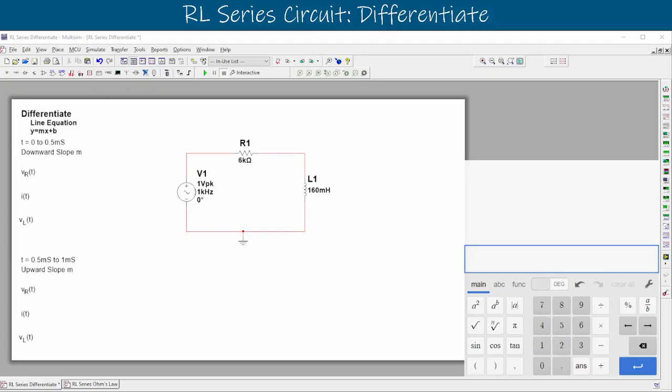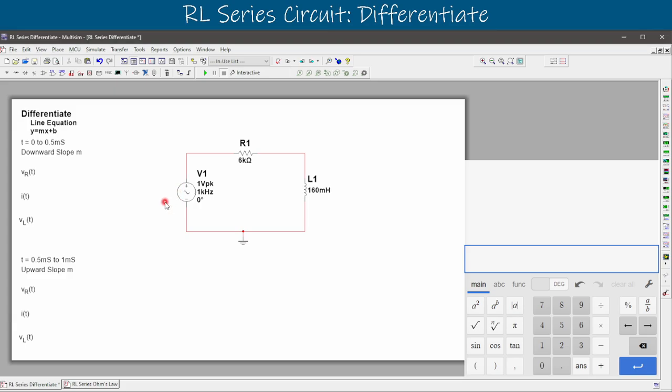In this video, we're going to look at how inductors differentiate signals. To do this, we actually want to get rid of this little sine wave that we have here, just because that's going to make it a little more complicated. We're just going to plug into the line equation instead.